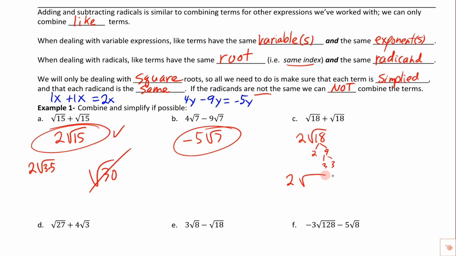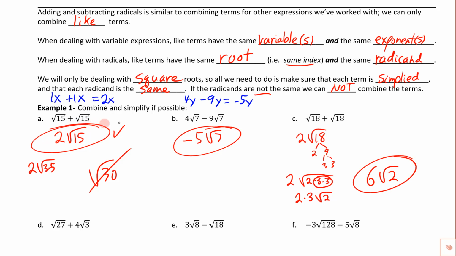So this already has a 2 out front. It's got a 2 underneath, a 3 underneath, and another 3 underneath. So we've got a pair of factors right here, a pair of 3s. So we're going to take that 3 on the outside. Notice what's stuck underneath. The 2 is stuck underneath. So I've got 2 times 3 on the outside. That's going to be a 6. And I'm left with a radical 2. So that's the simplified answer there.